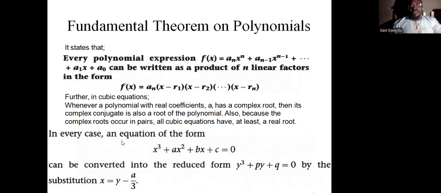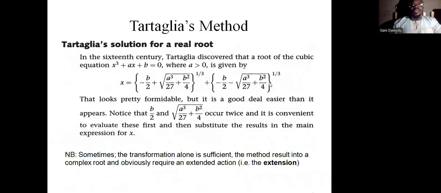In every case, a cubic equation of the form this can be converted to this by substitution this. This transformation will enable you to usurp the quadratic coefficient. See, the quadratic coefficient is gotten missing here through this transformation. Now, I haven't gone that far. If you are able to usurp the quadratic coefficient and the equation is reduced here, you can now use the Tartaglia method as long as your A is positive.